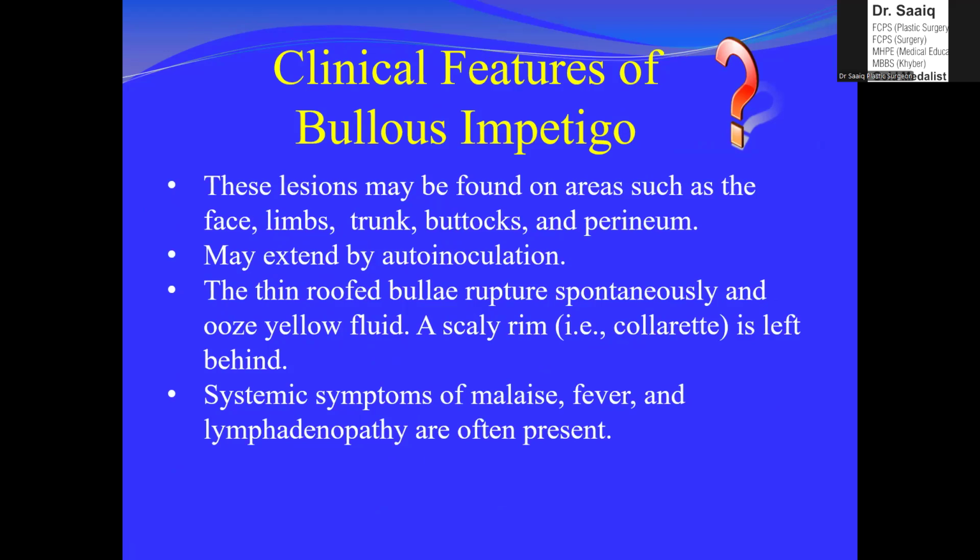Bullous impetigo is rare as compared to the non-bullous form, and these lesions may be found on any part of the body, especially the face and limbs. They may spread rapidly because of autoinfection or autoinoculation. Once the blister is deroofed, it oozes out yellow fluid and leaves behind a collarette lesion. The patient may have constitutional systemic features of febrile illness with malaise and lymphadenopathy.